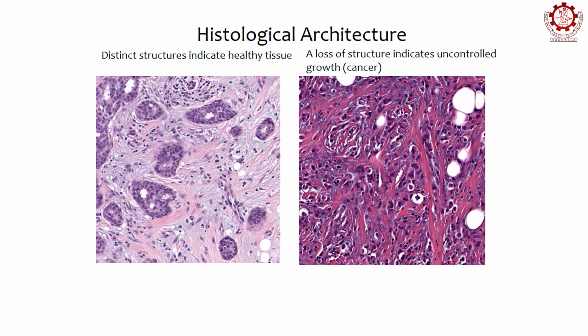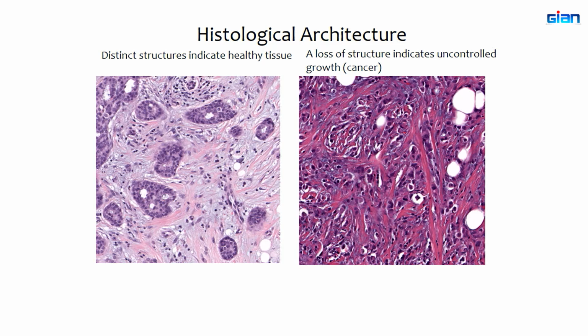Okay. Now, going from shape-based features to architecture-based features, why are architecture-based features important? The histological architecture can be used to quantify the structure of healthy tissue and the structure of diseased tissue. If you have distinct structures, they usually indicate healthy tissue, and if you have loss in structure, it indicates uncontrolled growth or cancer.